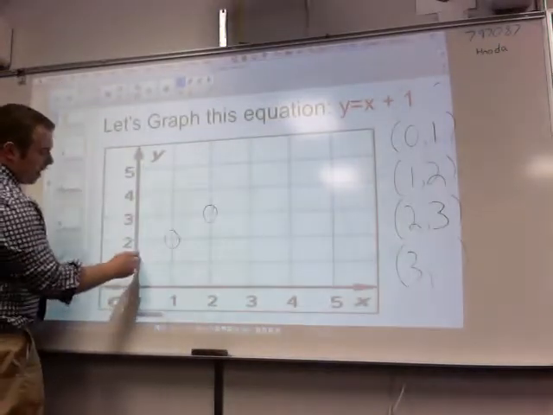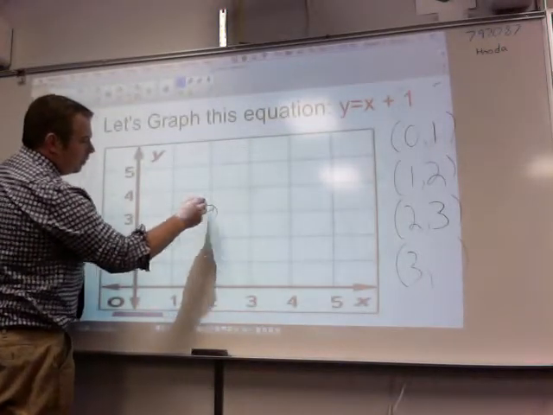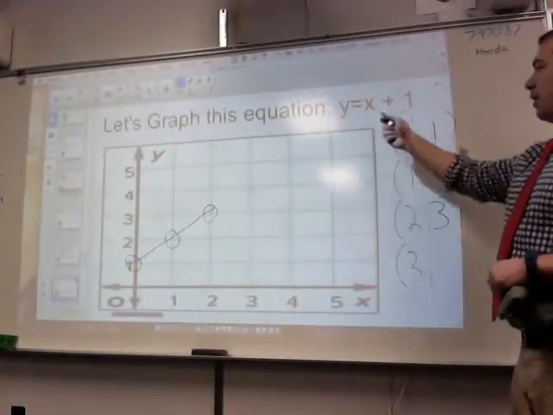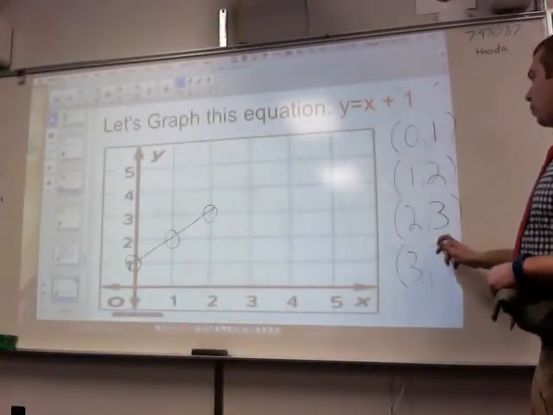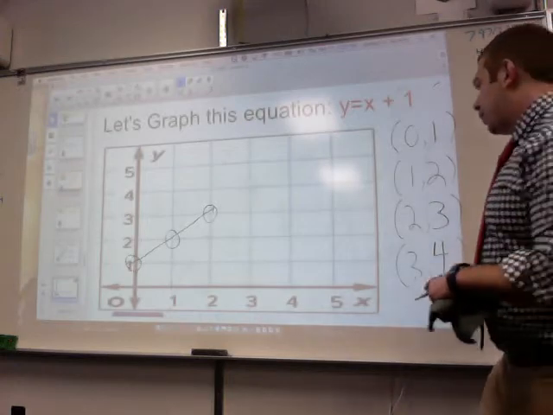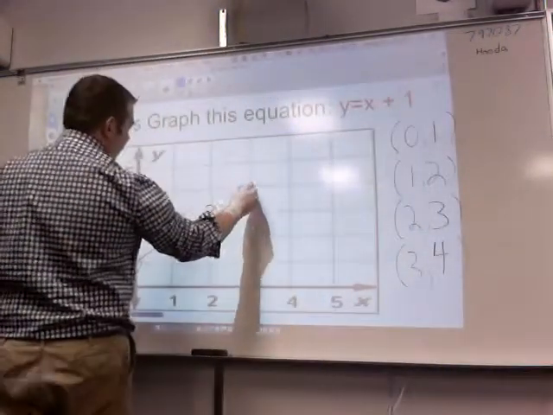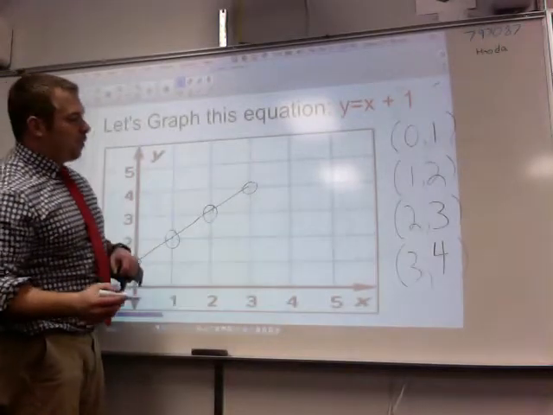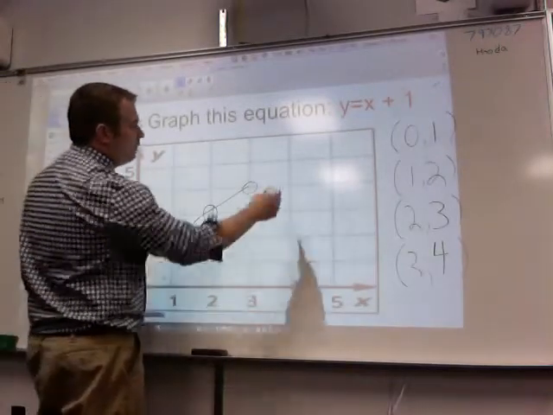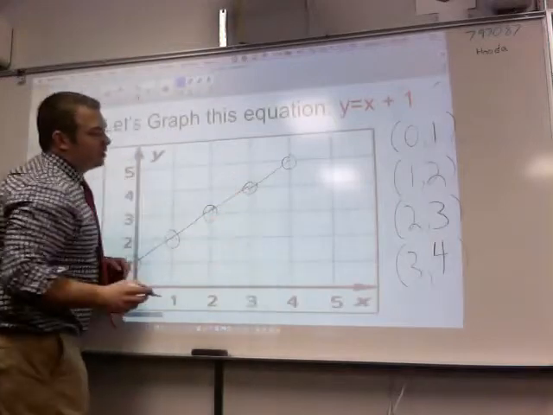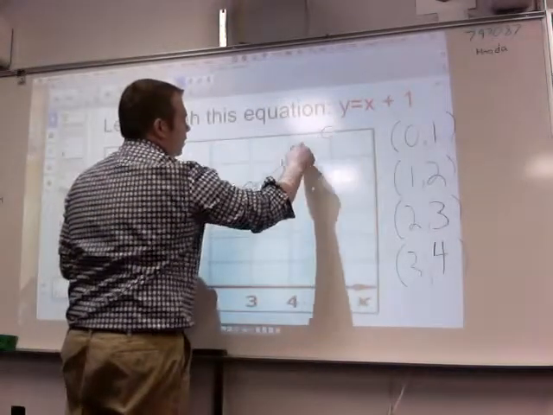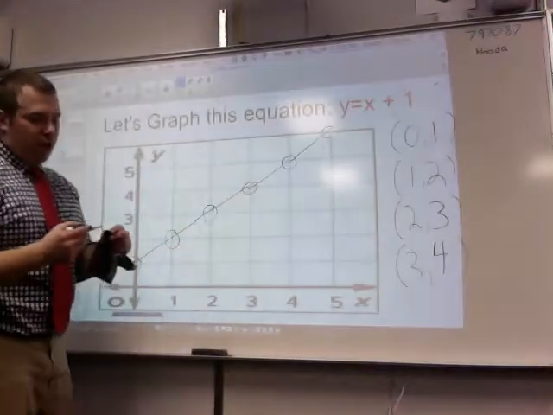You could already see the pattern starting to take shape here, the line. And the last coordinate I'm going to use is 3. 3 plus 1 equals 4. So I have a 3 and a 4. And if I were to continue, I plug in 4 for my x, I would get 5 for y. Plug in 5 for my x, I would get 6 for y. And it would go on and on and on, following the equation.